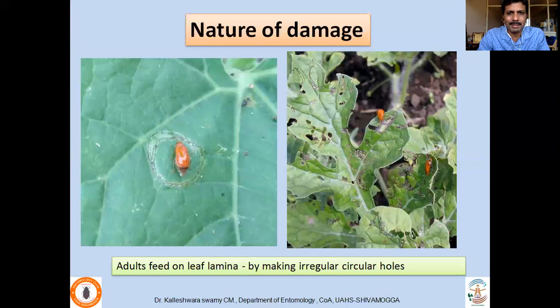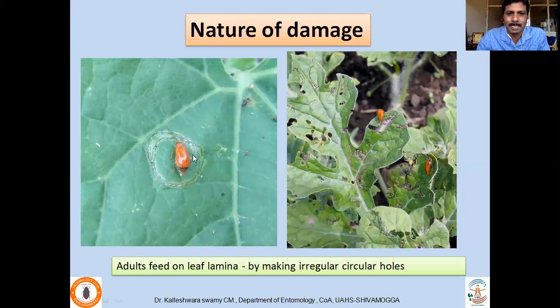So this is the nature of damage. You can see here many of the cucurbits, they make this type of circular cuts in order to remove the cucurbitacin. Cucurbitacin actually kills the insects which feed on the cucurbits, but they have a specific mechanism to remove the cucurbitacin and then they feed. A very characteristic behavior. You can see here it cuts like this so that the cucurbitacin movement is eliminated and they feed on this portion.